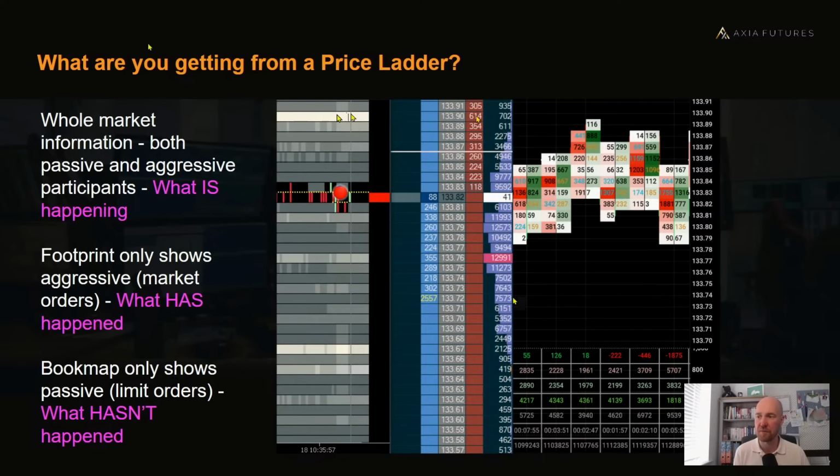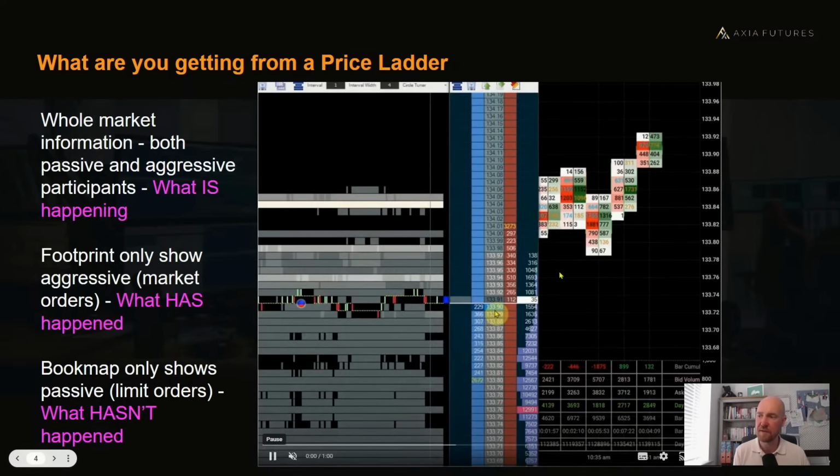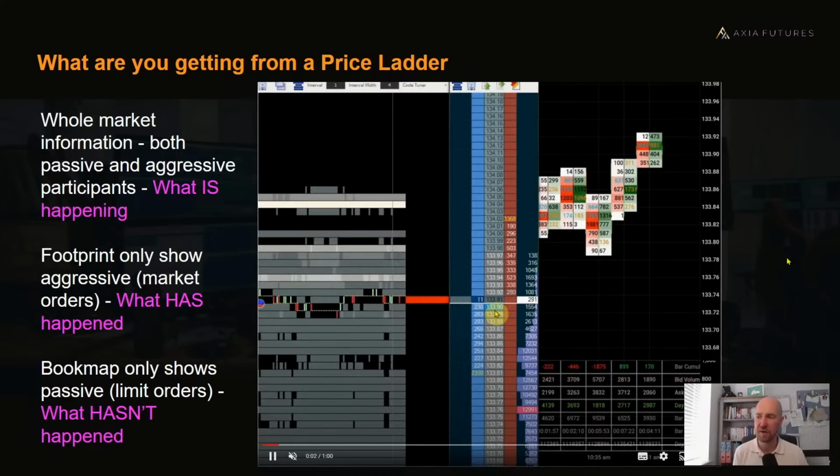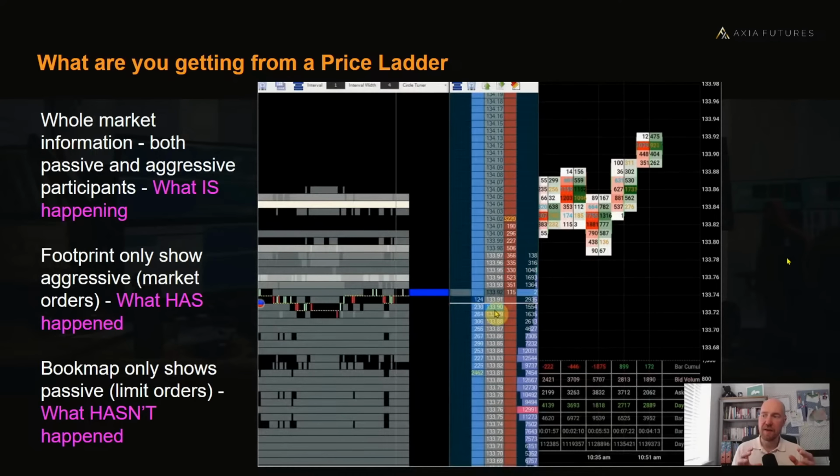I'll give you a little example of this. So I've got this not just in a static, because I always feel static doesn't really help you all that much. So next bit, I'm hoping this is relatively clear for you guys. What you've got here is a moving Bookmap on the left, moving footprint on the right, and the price ladder in the middle.